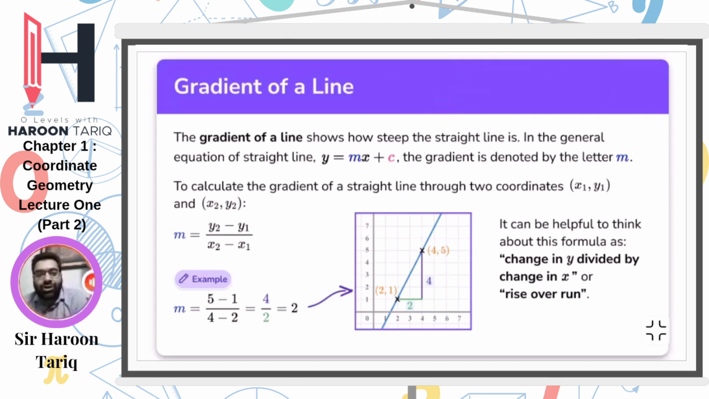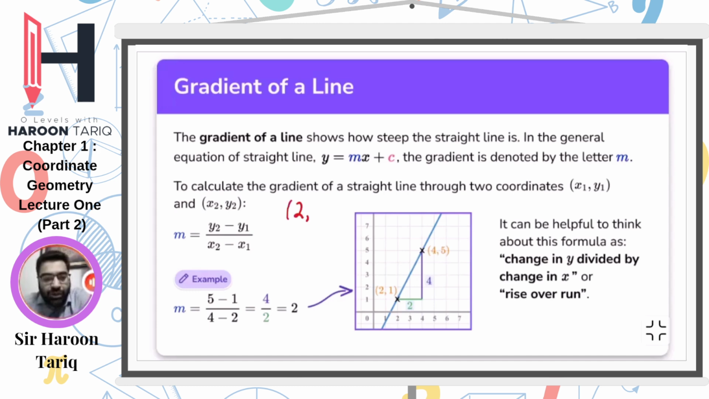Okay, now for gradient of a straight line, our formula is this. M is equal to y2 minus y1 divided by x2 minus x1. Okay. So let's suppose we have been given 2 points. Yes, rise over run, basically.